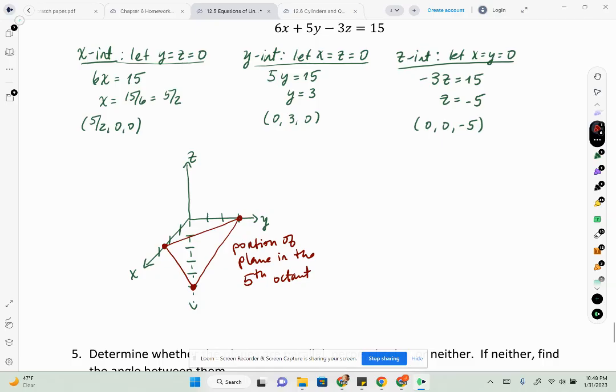Okay, that's how we graph a plane. Find the intercepts, plot them, connect the dots. Remember, this is an infinite plane. It does extend through the first octant. It's just that when we draw a plane, it's impossible to give a picture of what it means to go on forever in all directions.